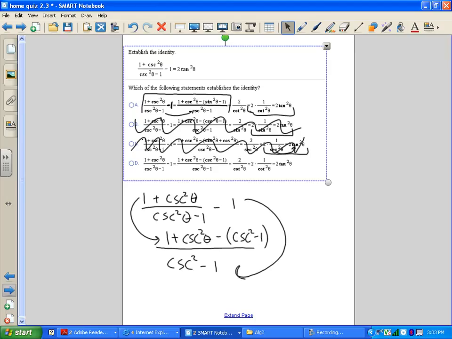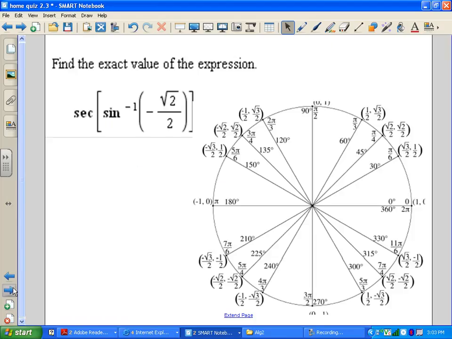Okay, now notice what they have. They have 1 plus cosecant squared, and then all of a sudden they have minus sine squared minus 1. I don't know exactly where that came from, but it isn't right. So there goes choice A. If you'll notice, that's exactly what I had there in choice D. I'm not going to show you the rest of it. That's good.